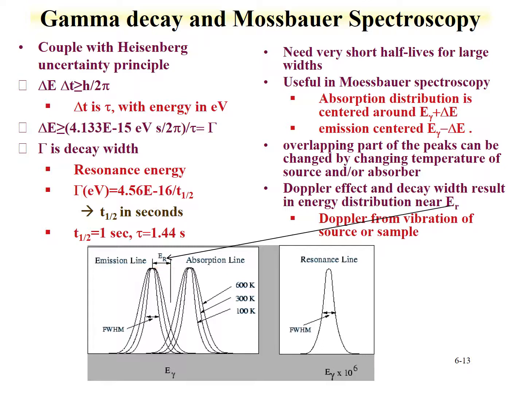So Mössbauer uses this, the fact that there's this short-lived gamma decay, coupled with the Heisenberg uncertainty principle, we have a large gamma decay width, to exploit this overlap between the emission and the absorption lines and use that to couple this electromagnetic property with the electromagnetic property of the atomic electrons, and uses that to determine something about the chemical state of the compound.